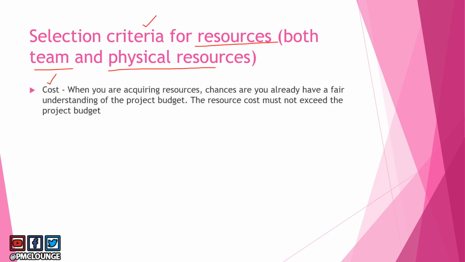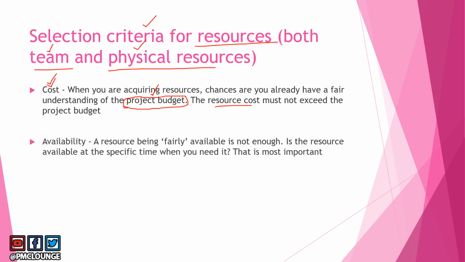Number one is cost. So when you are this far that you are looking to acquire resources, chances are that you already know what the project budget is. You have already done the cost for the project, right? You've already done the budget for the project. So obviously, whatever resource that you're looking for, the resource cost must not exceed the project budget. The resource cost must be within the project budget. So this is important criteria for selecting a resource. And like I said, this is both human resources or team resources as well as physical resources.